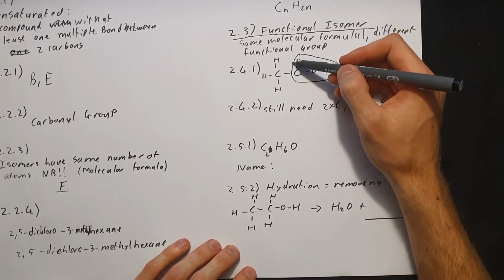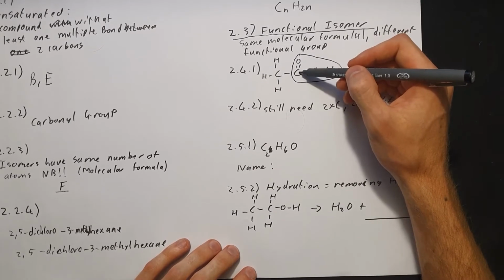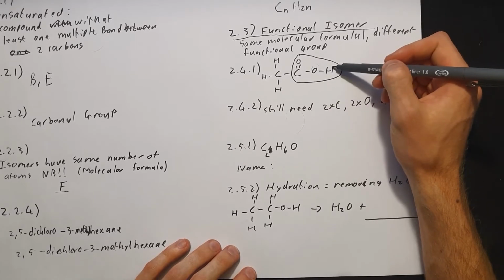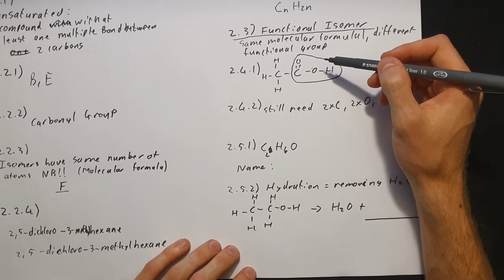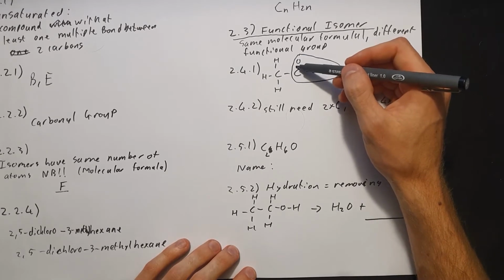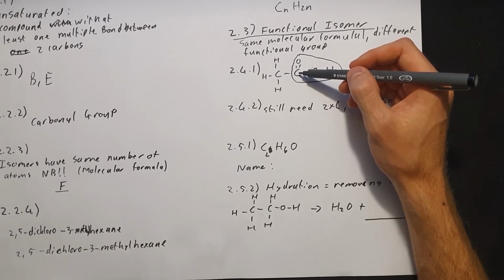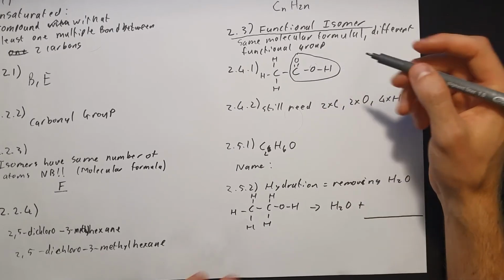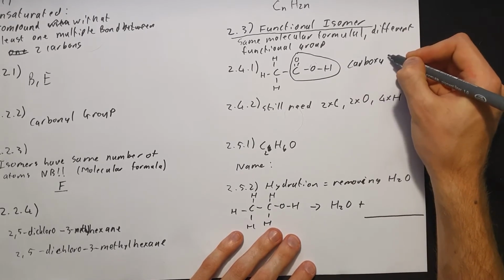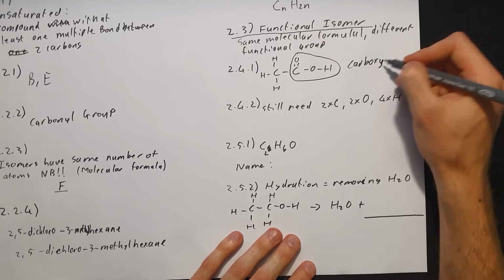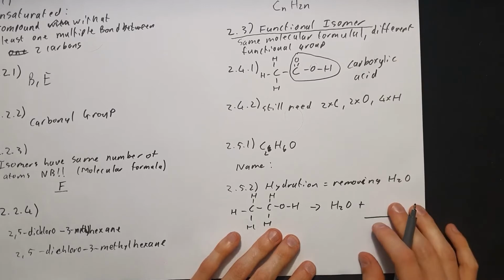So the key thing that you should be looking at is this double bond oxygen on the last carbon with an OH attached to the end. Okay, so this OH would normally indicate an alcohol, but we have a double bond oxygen to the same carbon, so therefore we are dealing with a carboxylic, funny words, carboxylic acid.